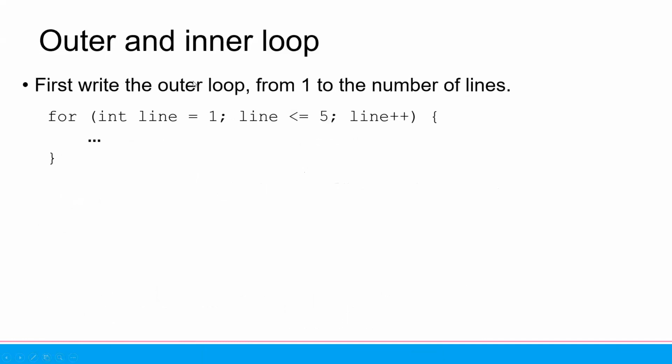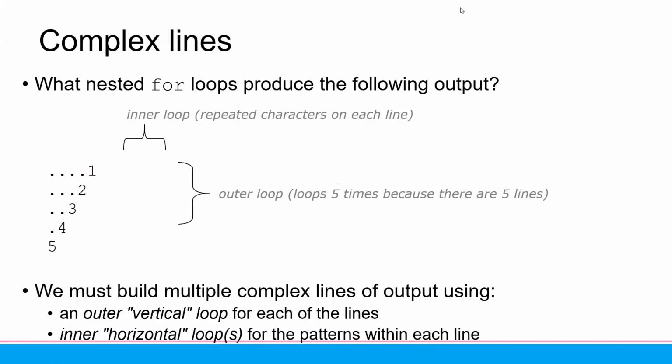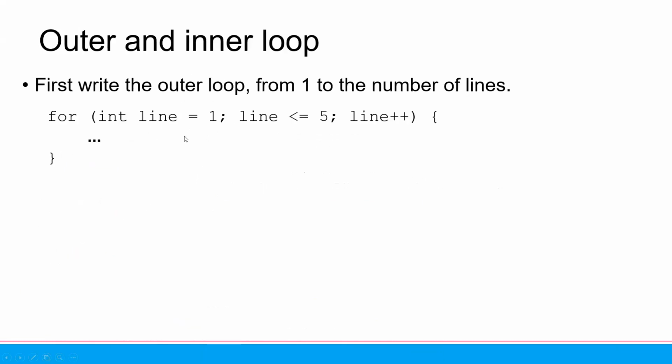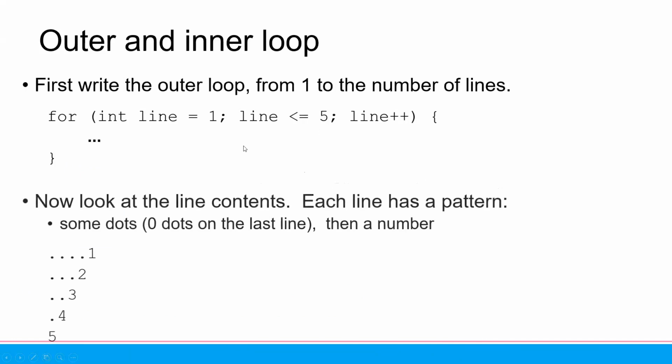The outer loop, we can see that they have 5 lines or 5 times. Then we can just prepare from line 1 until line 5. Now we need to check the contents. What is the content here? For every line, we have dots. Okay, so dots is 1, 2, 3, 4. There are 4 dots in the line number 1.